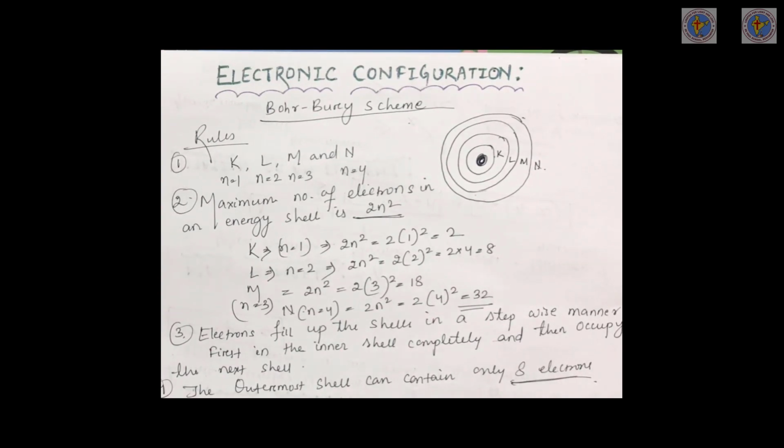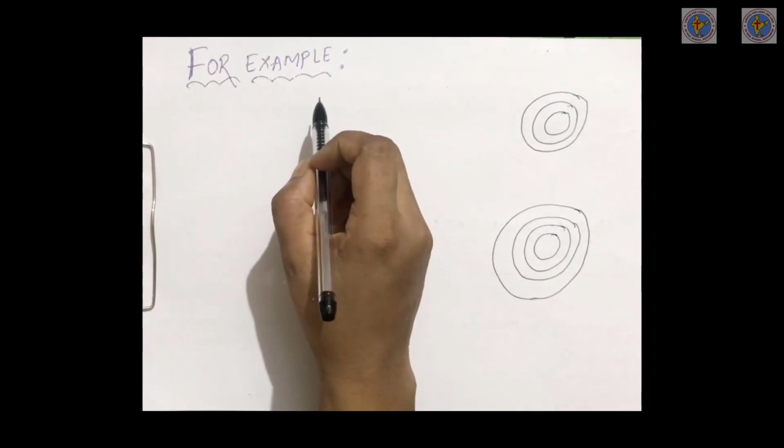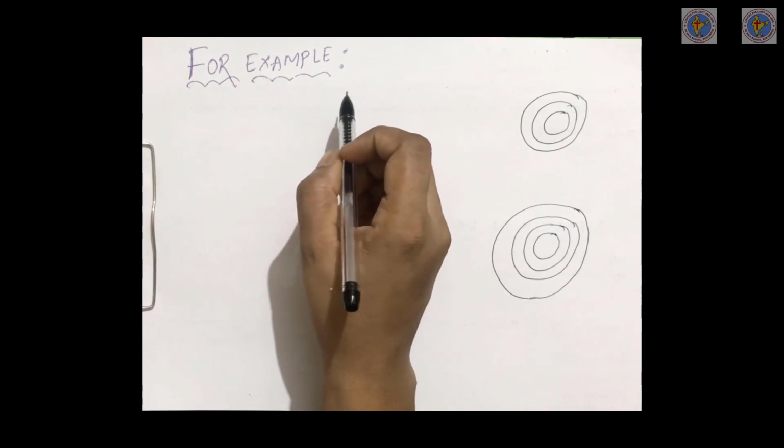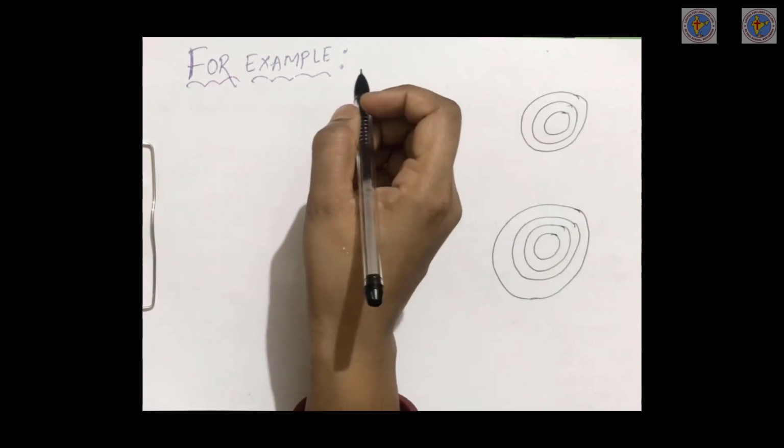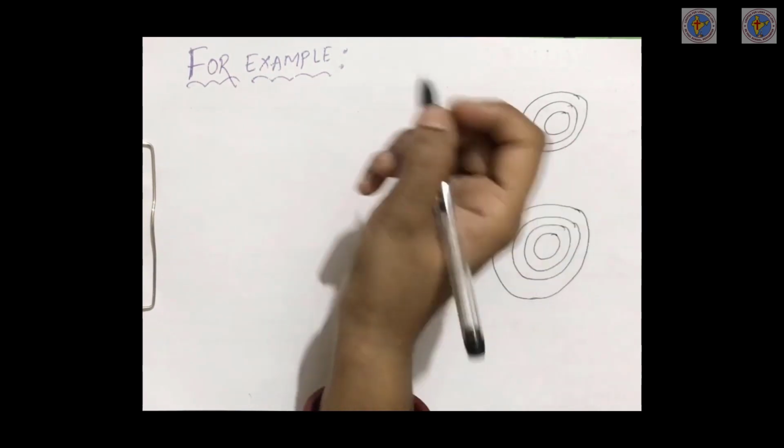Now, let us understand this with the help of one example. Let us understand the concept of electronic configuration with the help of an example. Let us consider the atomic number of the sodium atom.